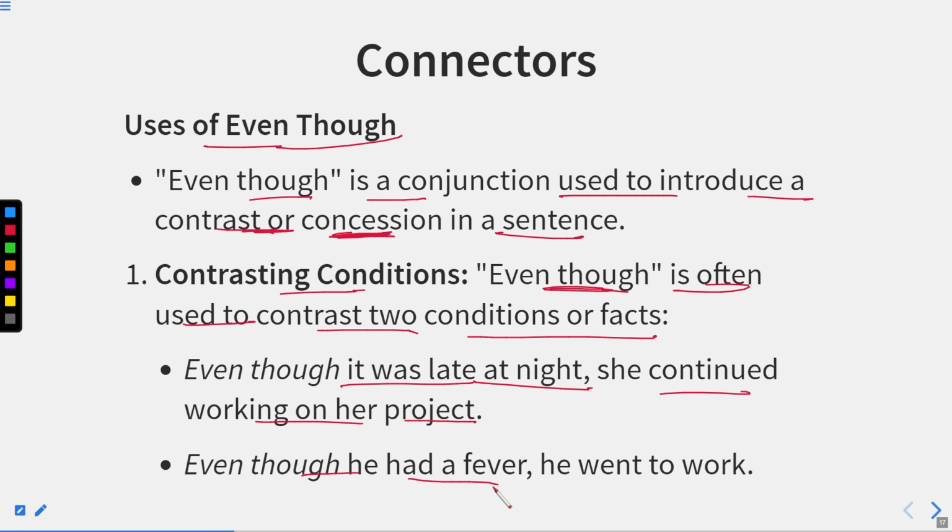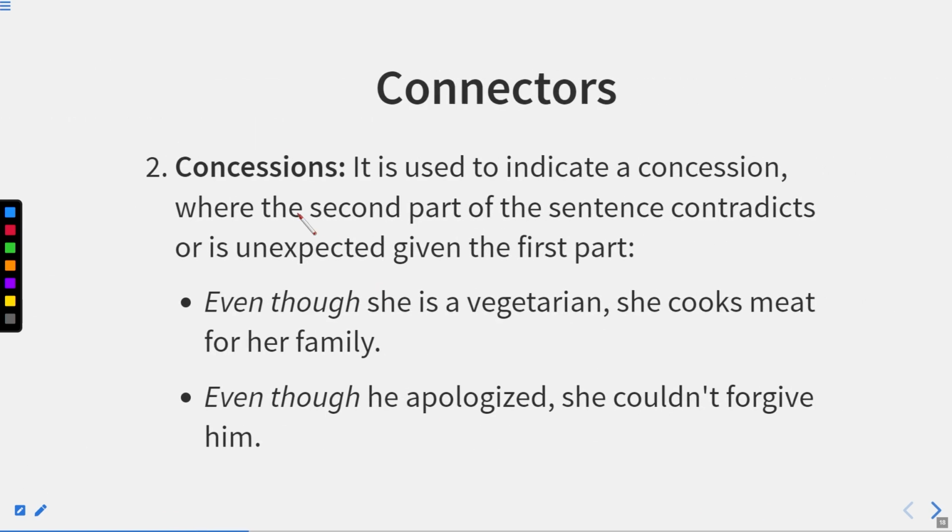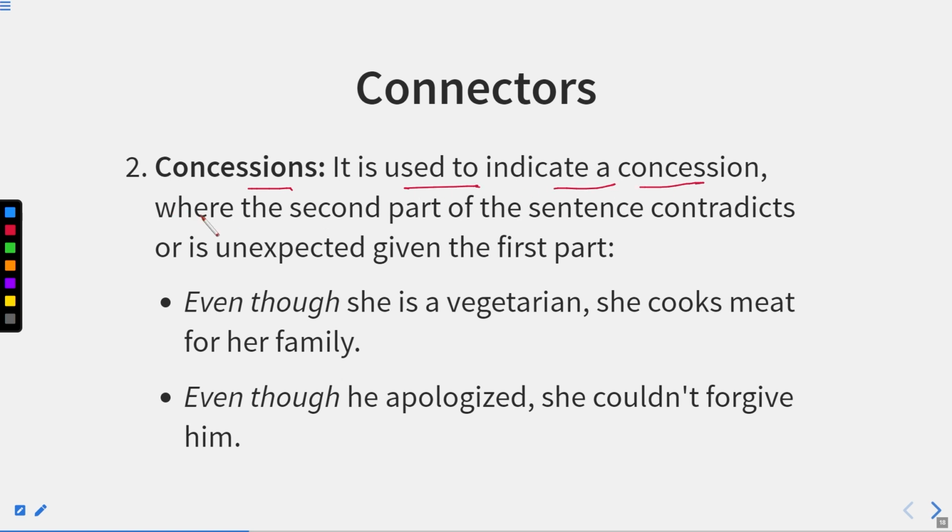Even though he had a fever. So here the adversity has been emphasized with the words even though. He had fever, he went to work. So here something positive can be seen, whereas here we can see the adverse situation. Concessions. It is used to indicate a concession where the second part of the sentence contradicts or is unexpected given the first part. Even though she is a vegetarian, she cooks meat for her family. Now here even though is emphasizing this situation that she is a vegetarian, still she cooks meat for her family. So this is how the contradiction can be seen.